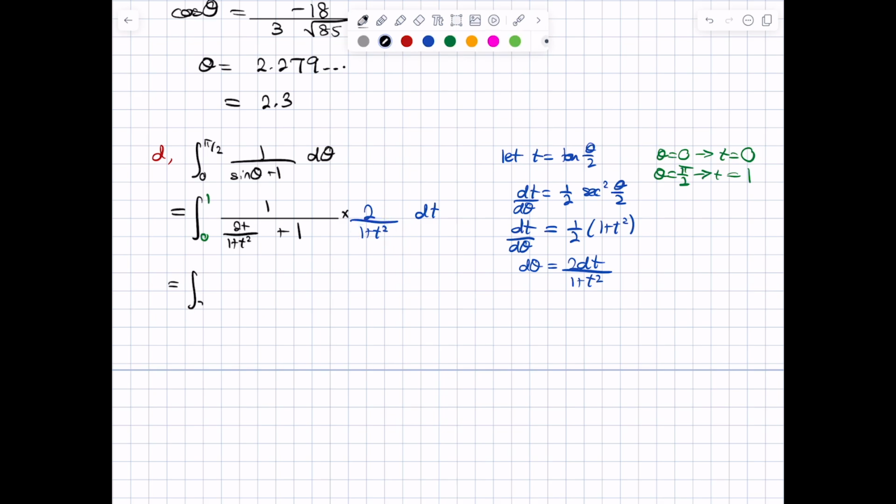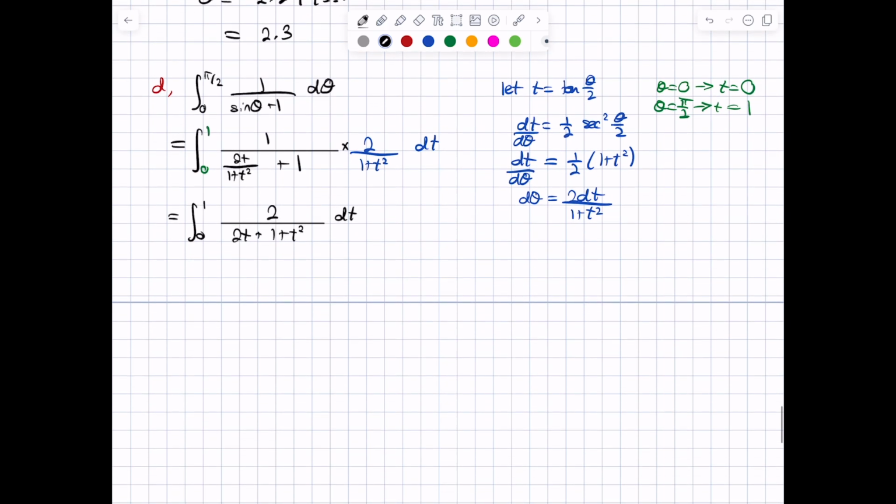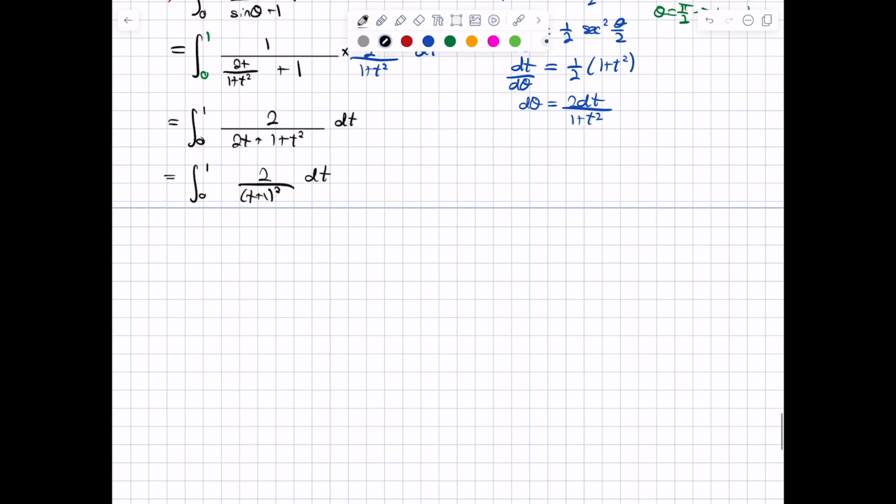We end up with the integral from 0 to 1. On the top I have a 2. In the bottom I have 2t plus 1 plus t squared dt. And that's quite convenient because in the denominator I have a perfect square. That'll be simply t plus 1 all squared in the denominator. Now I can bring that up into the numerator and integrate that quite nicely.